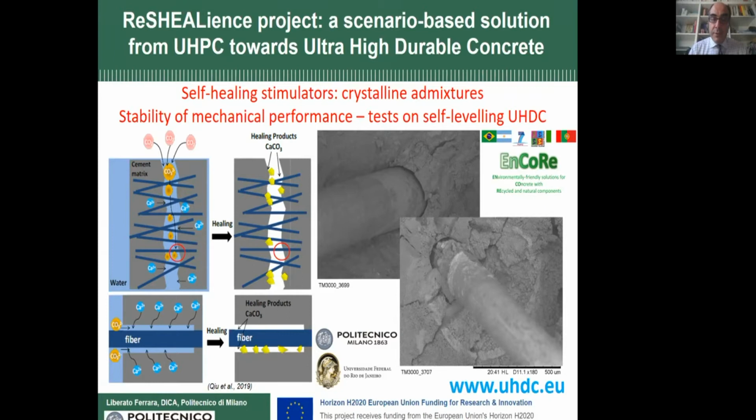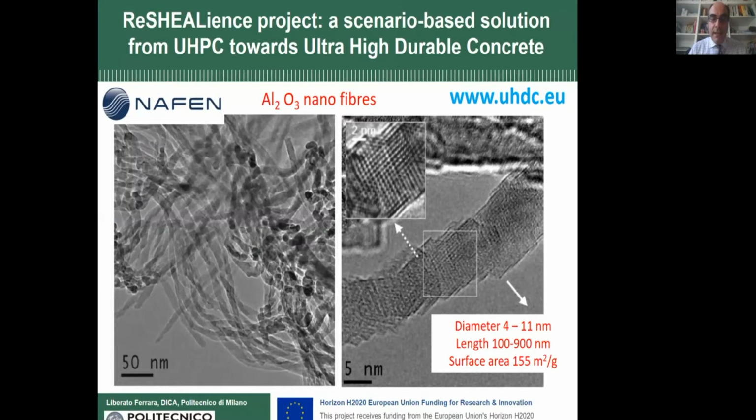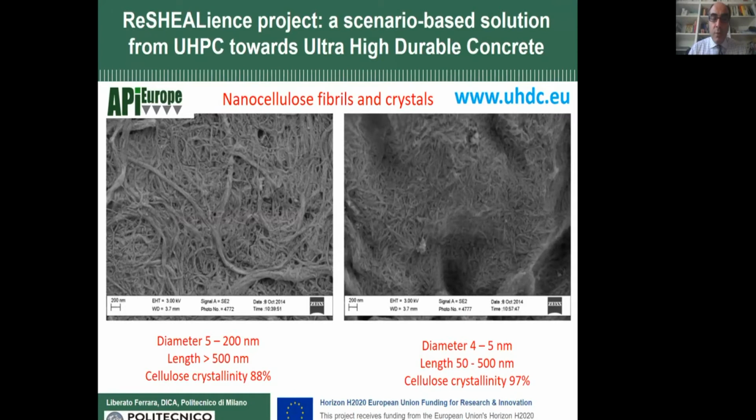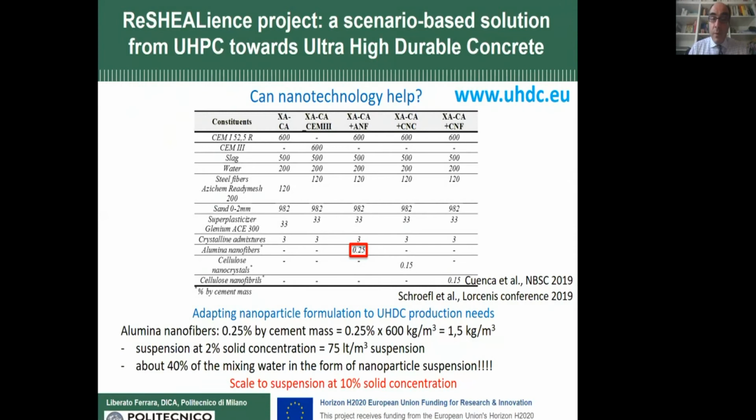Then we added alumina nanofibers inside the composition of the material, or we also used a nanocellulose product. We wanted to check there, for example, the internal curing effect and nanoscale reinforcement. We had to solve the problem of finding the right dispersion, because even with very small quantities, these products come in a suspension, and if the suspension is too dilute, you risk that half of your mixing water comes with the suspension of the nanoparticles. So we had to end up with a very dense suspension of this nano constituent, up to 10% concentration, which is 5 to 10 times the normal concentration at which these suspensions are provided.